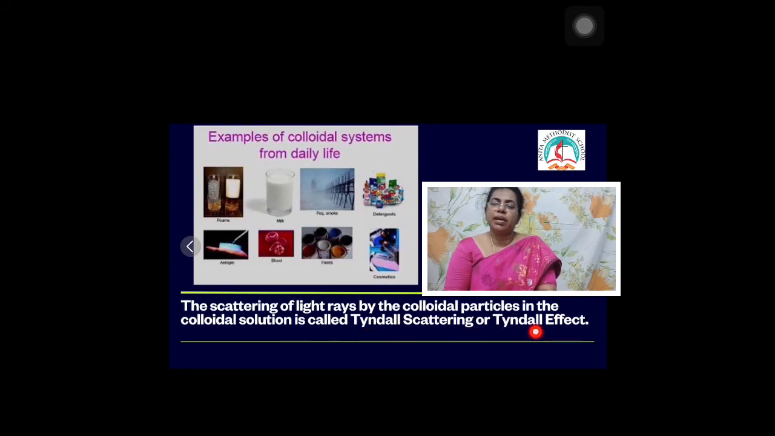Now let's see some examples of colloidal systems from our daily life. Foam is an example, milk, fog or smoke, detergents, gel, blood, paints and cosmetics. So these are some of the examples of colloidal systems in our daily life.